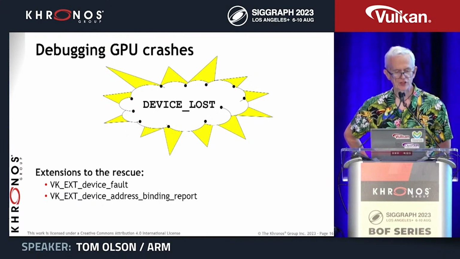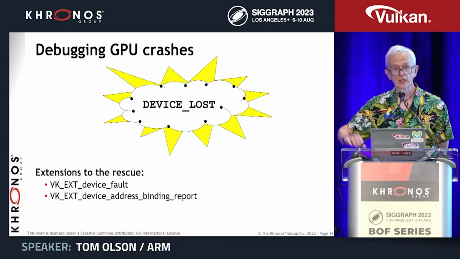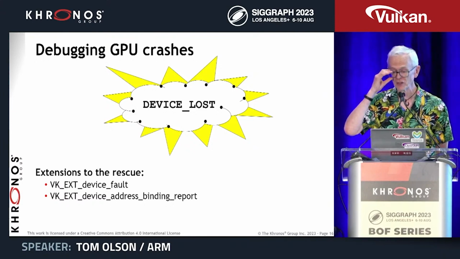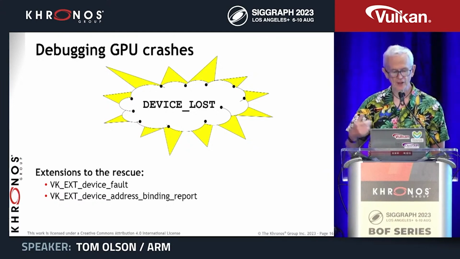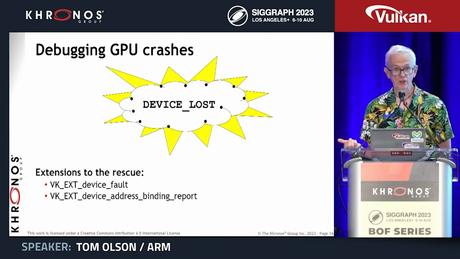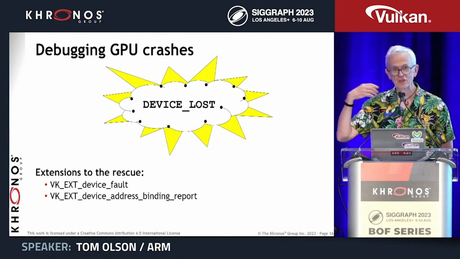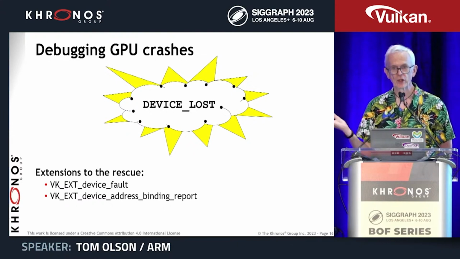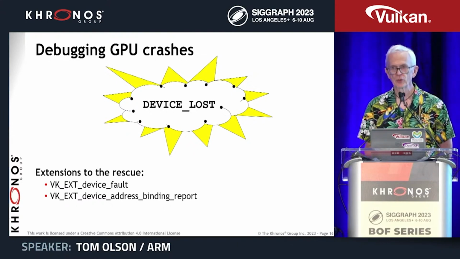And if device address binding report is also supported, that gives you tools for tracking how regions of address space are bound to Vulkan objects. So you might be able to find out that the address that device fault told you you faulted on was bound to a particular buffer object, but that buffer object had been freed, in which case you're doing a classic access after deletion. No wonder you got in trouble. That's a best case, but these are tools that we hope will help.